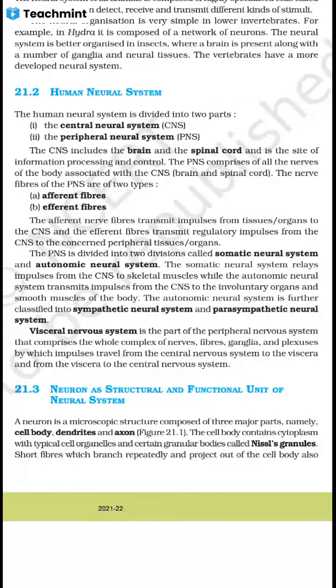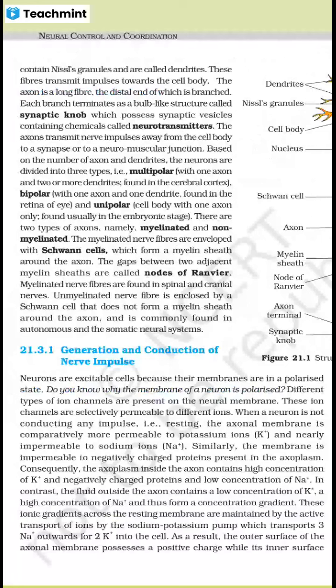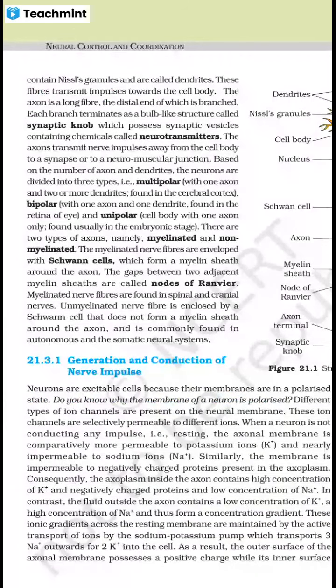First dealing with the dendrite, the short fibers which branch repeatedly and project out of the cell. We are talking about dendrites, that they are the short fibers that branch repeatedly and they come out. Now these dendrites also contain the Nissl granules, right? मतलब जो cell body है और जो dendrite है, they both contain the Nissl granules. And these granules are actually the rough endoplasmic reticulum with the rosettes of free ribosomes, and these ribosomes are meant for the protein synthesis.